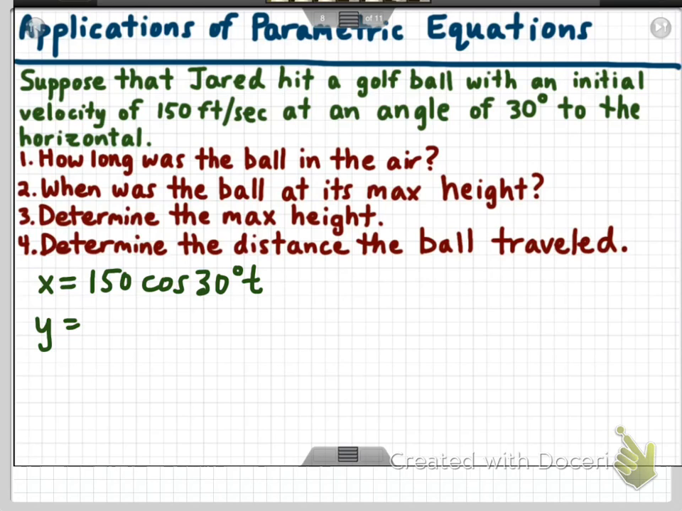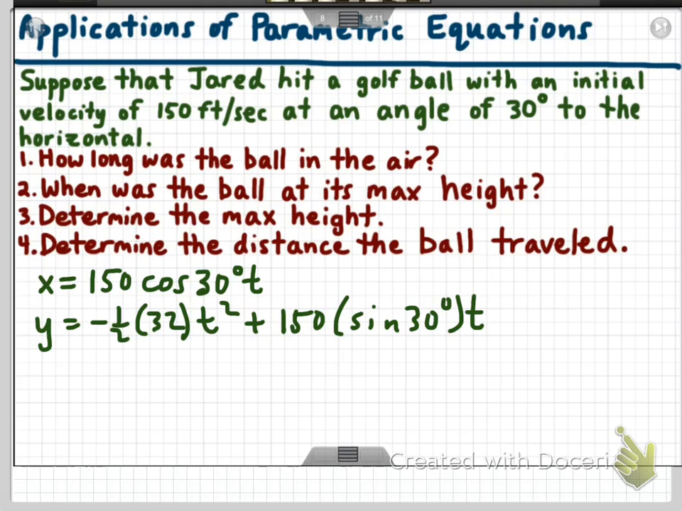Now the y. The y is the negative 1/2 times the g. Now what's the g? It's feet per second, so we're in standard measurement, and gravity is 32 feet per second squared. So we're going to use a 32 right here, and then that gets multiplied by t squared. Then we add the initial velocity, 150, multiplied by the sine of 30 degrees multiplied by t, and then plus the height, and the height here is 0.